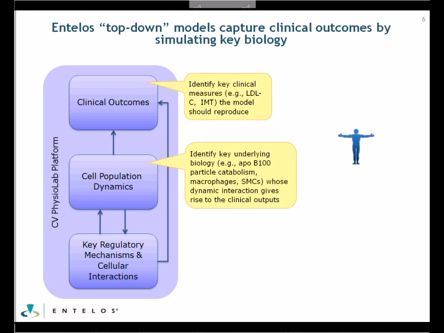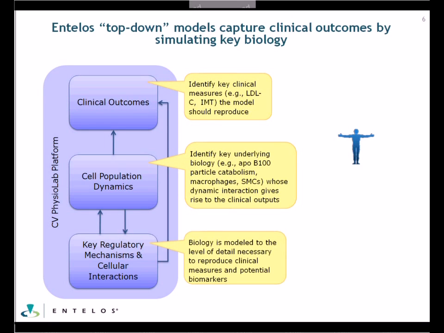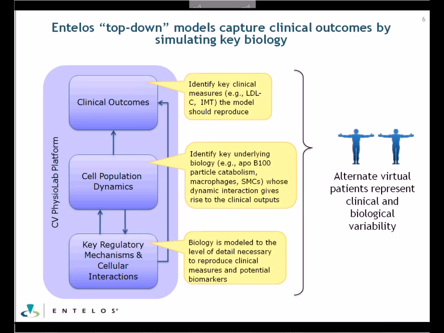The next level of research is to determine the key aspects of the biology that relate to clinical outcomes. So again, referring to the cardiovascular Physiolab, if LDL cholesterol is a clinical outcome, then we need to understand how particle catabolism leads to a particular particle concentration. So what are the dynamic interactions that lead to the clinical output? Next, we determine the key mechanisms that regulate the important rates at the level of detail necessary to reproduce those clinical measures and biomarkers.